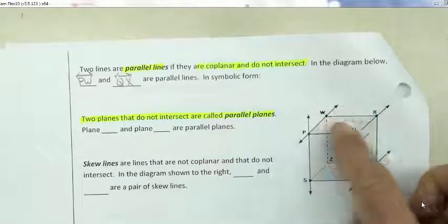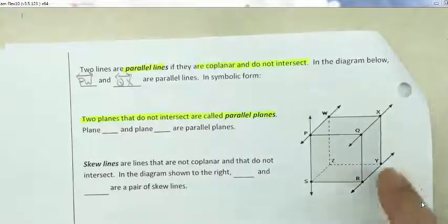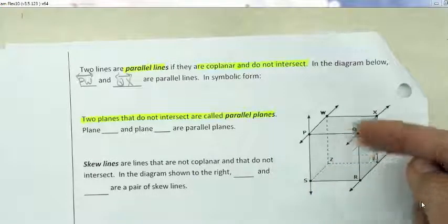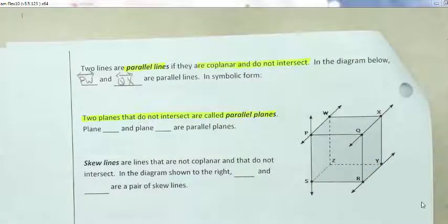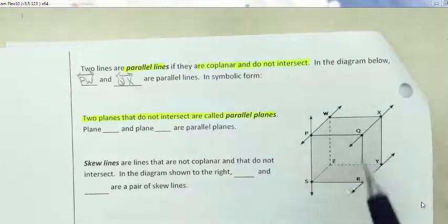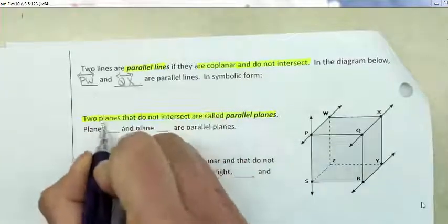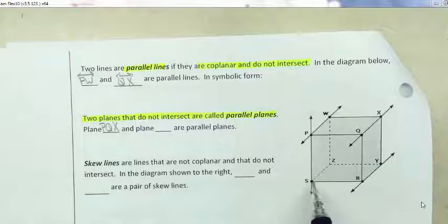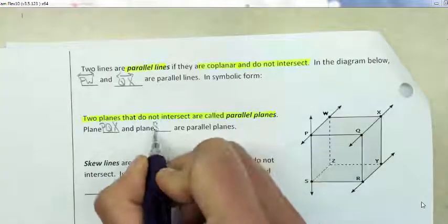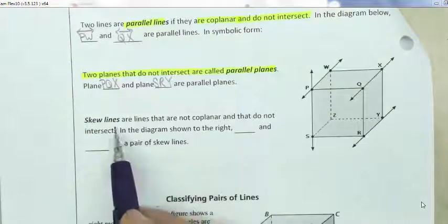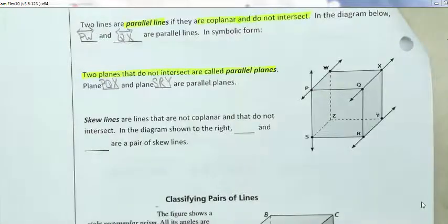So maybe you could do like the top plane and the bottom plane, or the right plane and the left plane, maybe the front plane, the back plane. Okay, those are all going to be pairs of planes that will never intersect. And remember, to name a plane, it's 3 points on the plane. So maybe I'll do the top plane and the bottom plane. So how about PQX? And then the bottom plane, maybe SRY. Those are parallel planes.